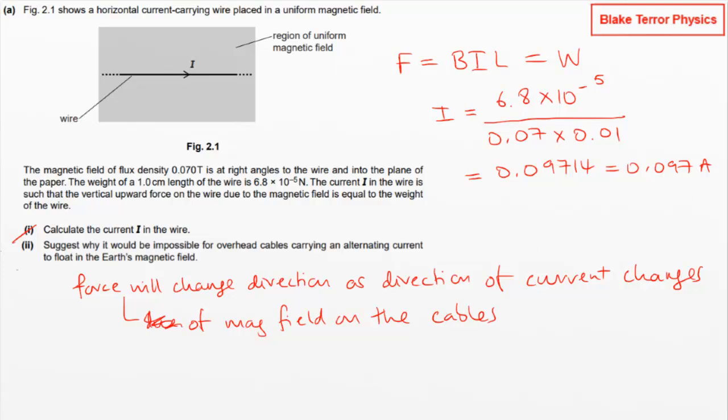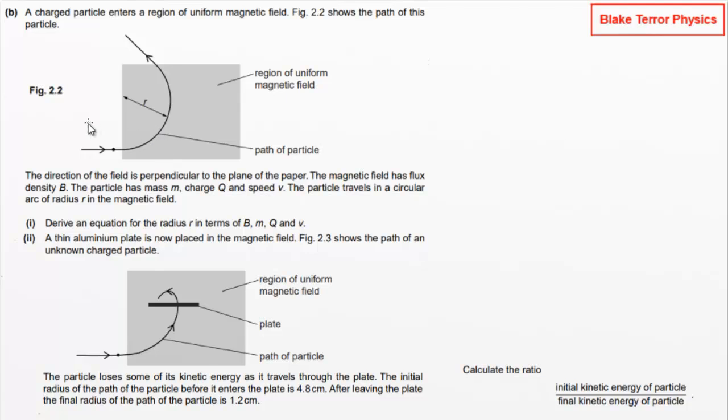Right, so there's got to be more to that. That's too short. Yeah, here we go. A charged particle enters a region of uniform magnetic field. Figure 2.2 shows the path of this particle, so it's going in a circle. The direction of the field is perpendicular to the plane of the paper. The magnetic field has flux density B. The particle has mass m, charge q, speed v, and travels in a circular arc of radius r. Derive an equation for radius r in terms of B, m, q, and v.